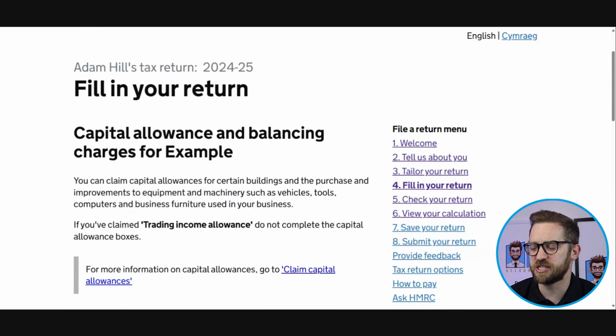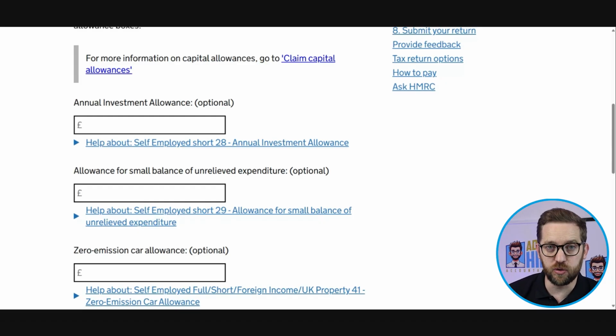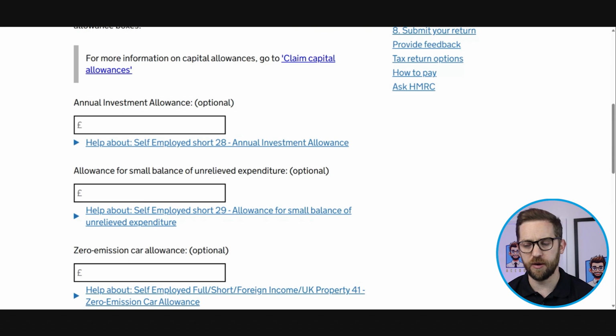Capital allowances and balancing charges. So just a bit of background, capital allowances apply where you're buying assets. So if you're buying property or vehicles or machinery, plant and equipment, that kind of thing for use in your business, normally those are big purchases. It costs a lot of money. And rather than allowing the full amount of the purchase in the first year, typically what happens is HMRC will allow you to claim a percentage in year one, and then a percentage in year two and year three, and so on and so on.